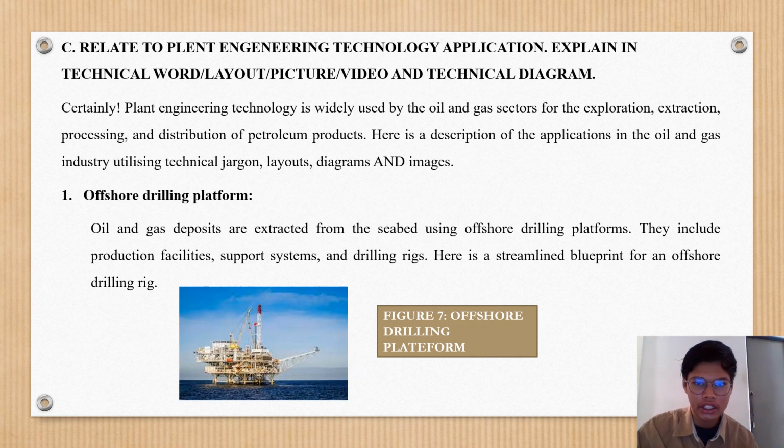Relate to plant engineering technology application. Explain in technical words, layout, picture, video and technical diagram. Certainly, plant engineering technology is widely used by the oil and gas sector for the exploration, extraction, processing, and distribution of petroleum products. Here is a description of the application in the oil and gas industry utilizing technical jargon, layout, diagram, and image.